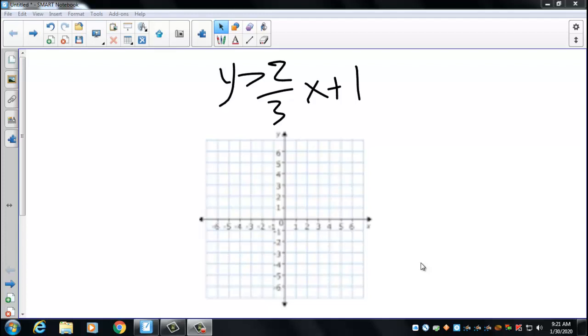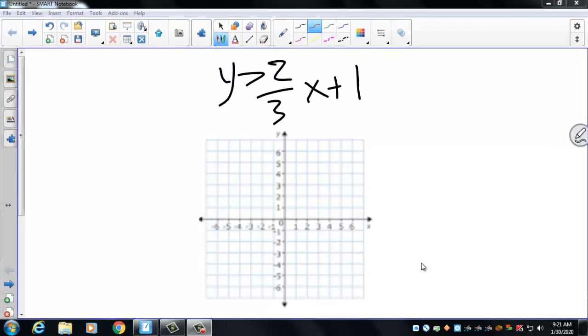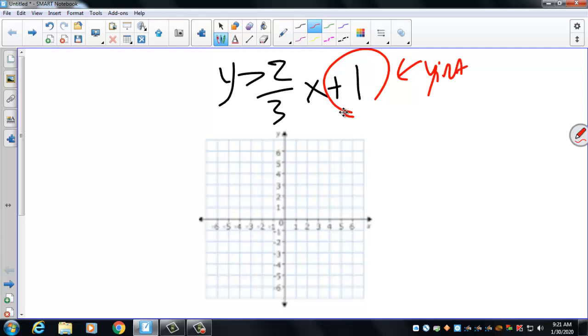Walk me through it. All right, so first you're going to want to put a point on your y-intercept, which is going to be 1. So we observe that this is the y-intercept, right? That's the y-intercept. So we put a point on the 1.